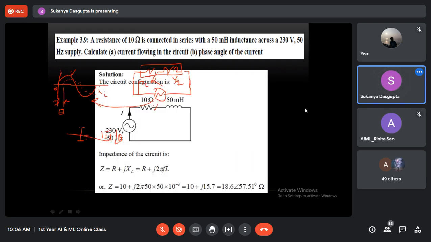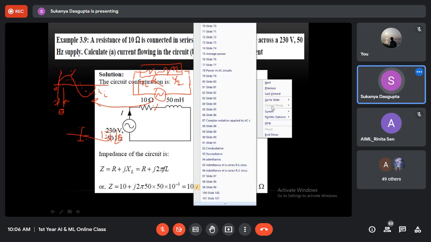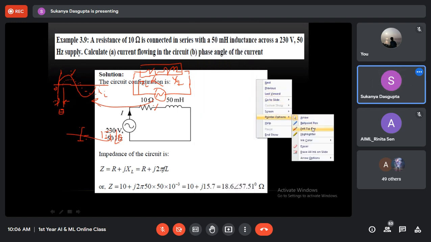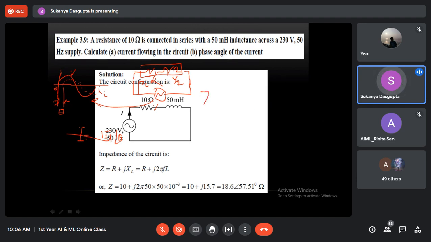Yes, ma'am. Now let's see the solution. Impedance of the circuit is calculated as R plus jXL. So this j is just a complex operator, right? Previously we have seen that impedance is equal to square root of R square plus X square. And this is only the magnitude part. Now we are talking about angle.